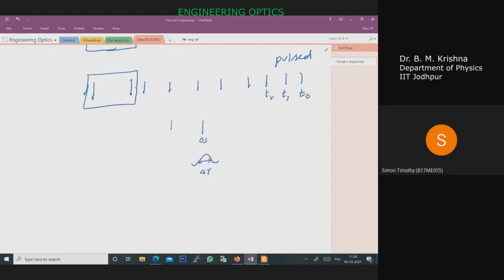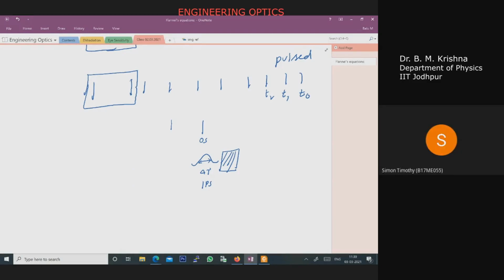Now when this pulse is interacting with the material medium, when it passes through that material, for example this width is 1 picosecond. That means this pulse will interact with the material within 1 picosecond. That you generally call the pulse width of the laser.